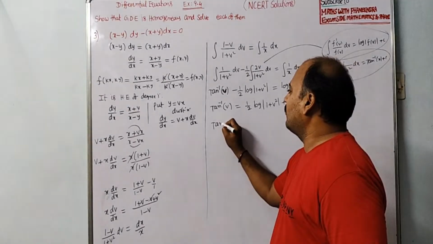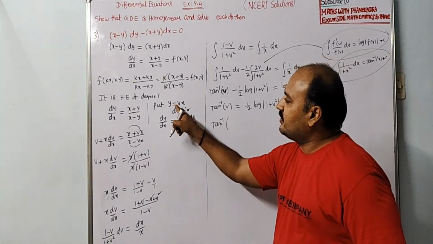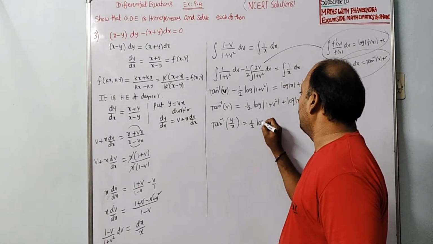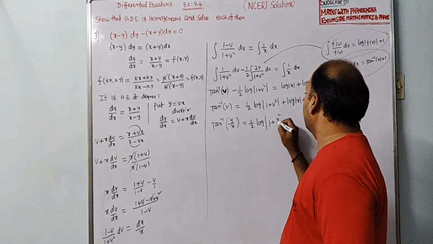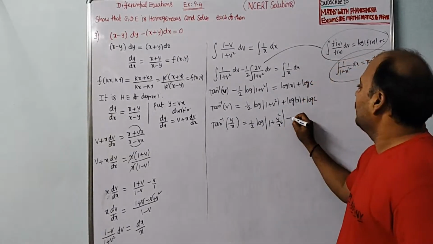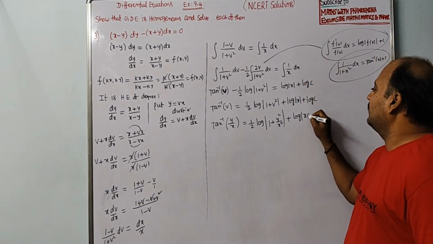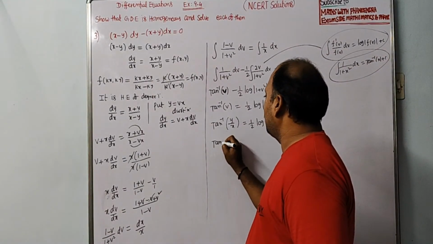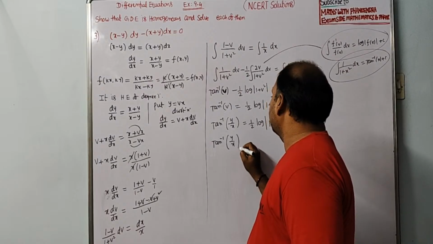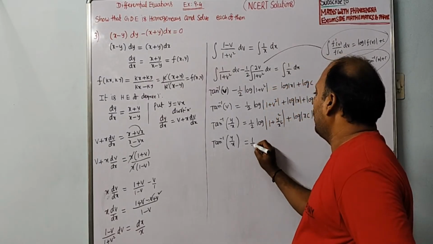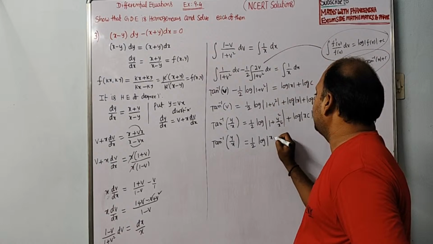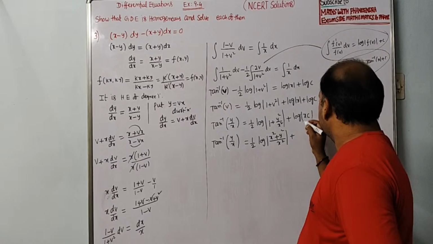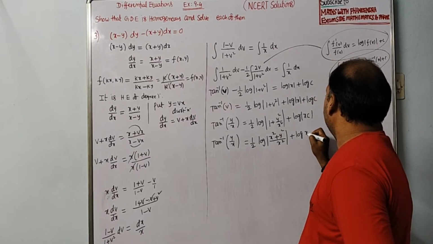So tan inverse of, wherever v is there, replace with y by x, is equal to half into log mod 1 plus y square by x square plus log xc. Log a plus log b is log ab. Next term, tan inverse of y by x equal to half log of x square plus y square divided by x square, plus log xc.